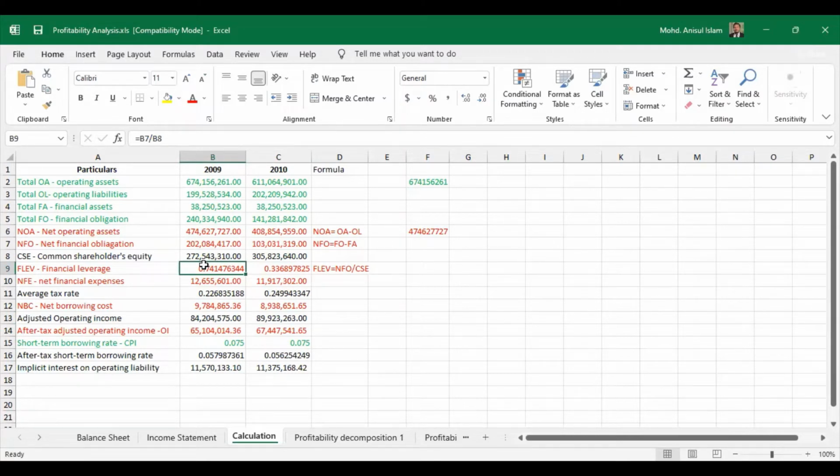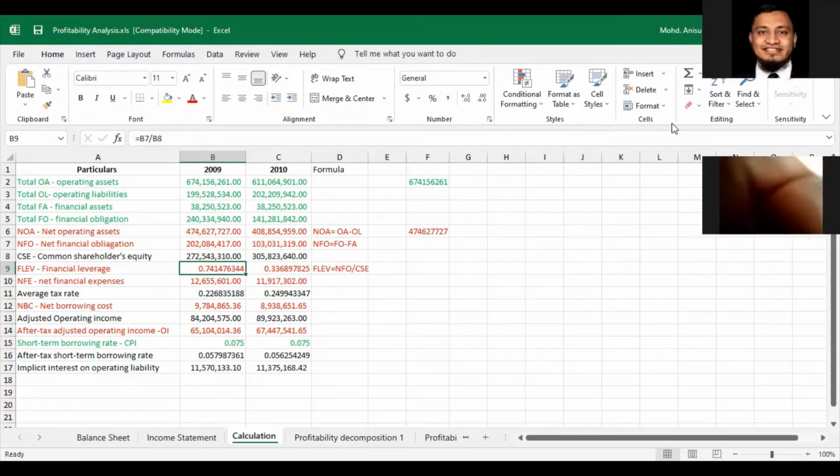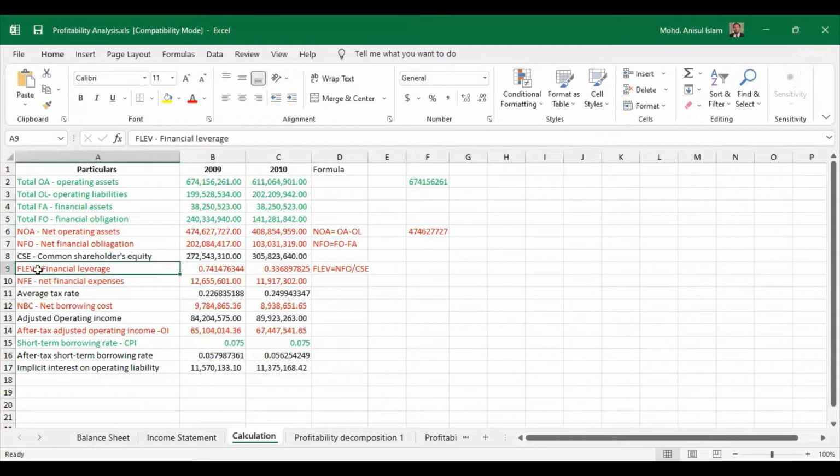Okay. But we have learned that in your exam, there was a question that you compute the financial leverage, F-lab. Some people asked me, what does the F-lab indicate? So the answer was, it indicates the financial leverage. So in class, we have learned how we can compute it. We compute it by taking the net financial obligations and dividing this number by common shareholders' equity.